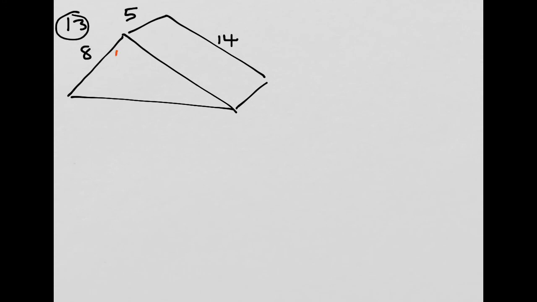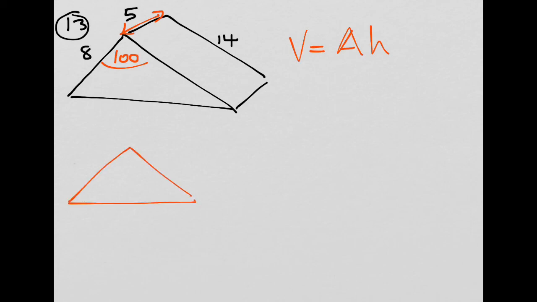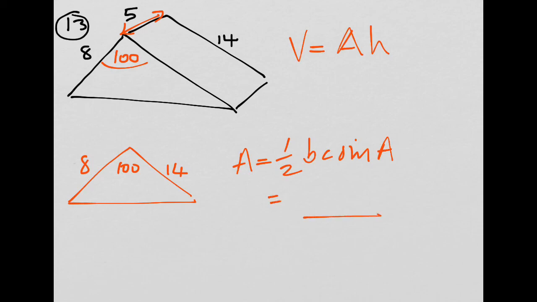Question 13, remember I forgot to give you this angle here is 100. The volume of a prism we should know is its area times its height, or in this case times its length, 5. So the question is basically saying what's the area of this triangle, where that side's 14, that side's 8, and that angle's 100. So I'm going to use the area of a triangle formula, half BC sin A. I'm going to plug these numbers into that formula to get the area. And then to get the volume, I'm just going to take that answer and times it by the height or the length of the shape, which is 5, to give me the final volume.